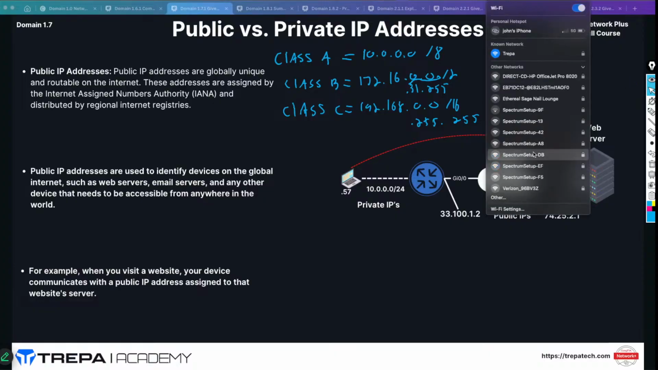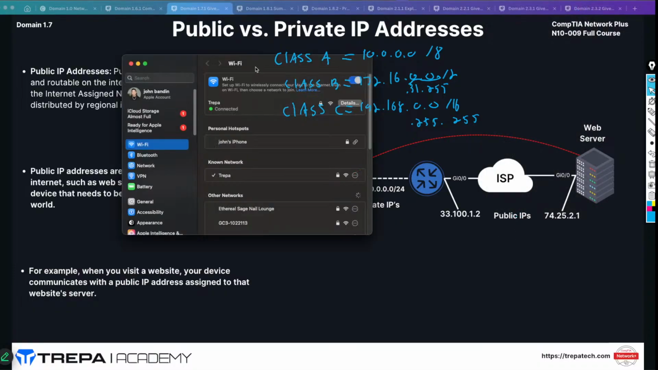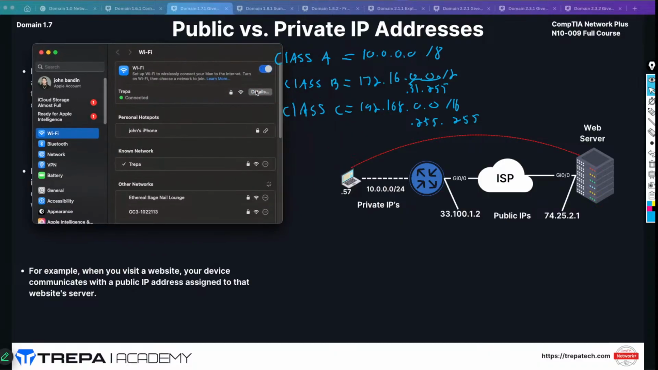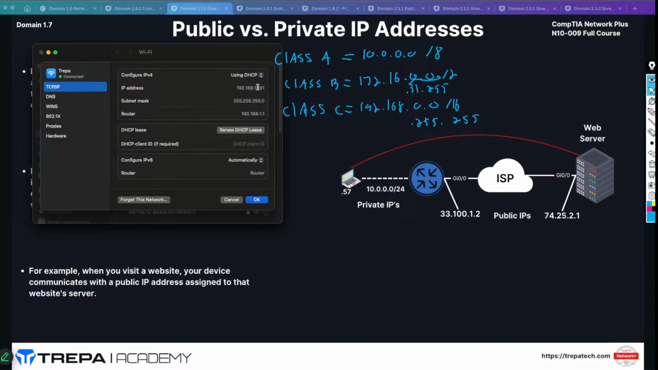I guarantee if you go to wherever your network settings are on the workstation that you're listening to me on, I'm on a MacBook, so I'm not going to do ipconfig. If you're on Windows, just do ipconfig on command prompt. No command prompt here. We come to details. Look at it. That's my private IP, right? So we all use them.